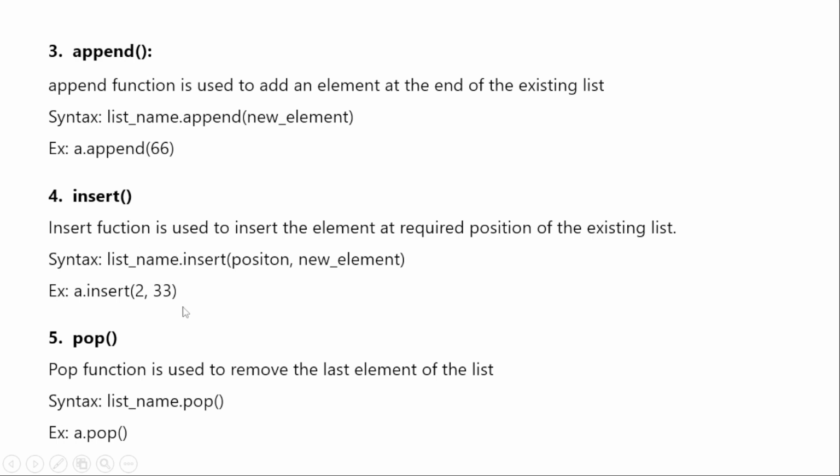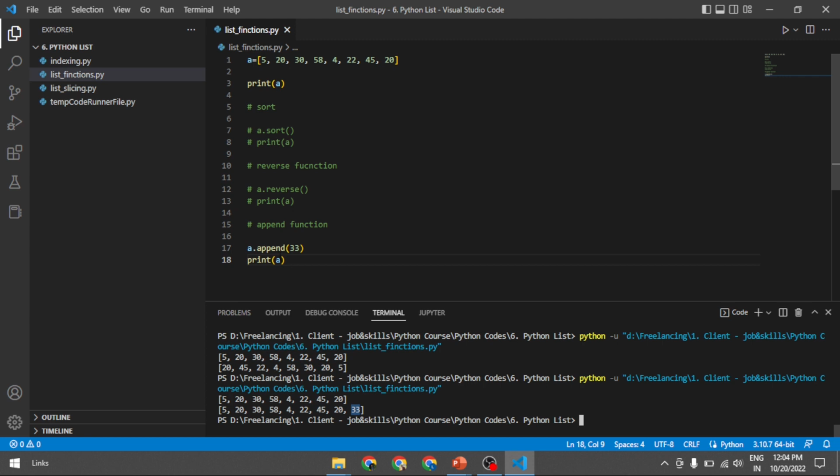Now insert. Insert function is used to insert an element at the required position of the existing list. The syntax is list name dot insert, its position, and the new element. For example, if you want to add an element 10 in the place of 20, its position is 1. The fifth element position is 0 and the 20 is at position 1. So instead of 20 you add a 10 here, and you want to move 20 to the second position. These operations can be done with the help of the insert function.